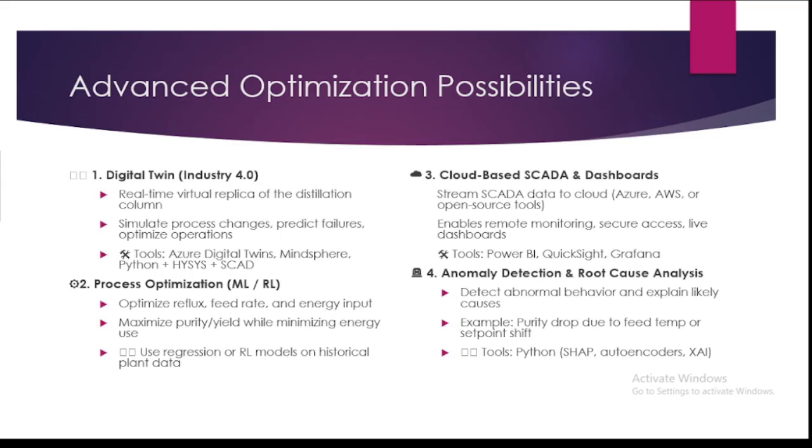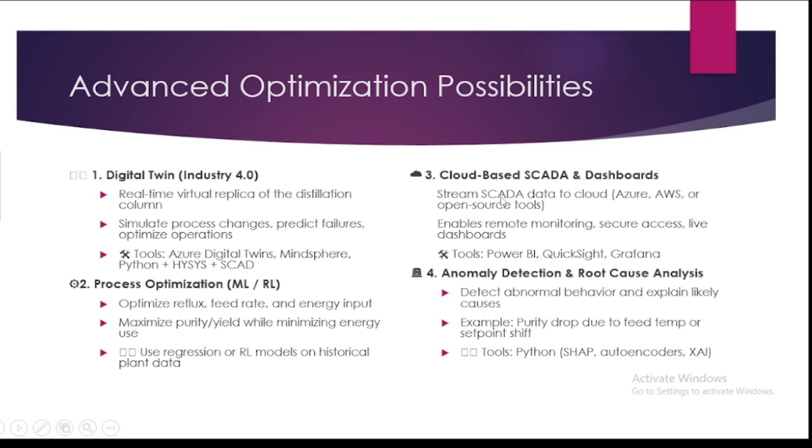These are some advanced possibilities using SCADA data and digital tools. Digital twin. It is a real-time simulation of the column to test and improve operations. Second is process optimization. Here we use ML to tune parameters like reflux and feed for better yield. The third one is the cloud dashboards.